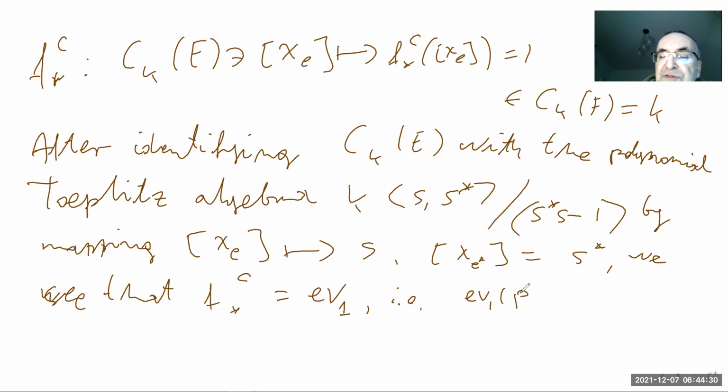I take an element in my algebra, so this is some polynomial in S, S star. And by definition, this is just this polynomial with 1 plugged in for S and 1 plugged in for S star. Right, this is obviously what happens here, because you see that chi is sent to 1, and because chi is sent to S, then obviously it's the same as sending S to 1, and the same story for the stars.